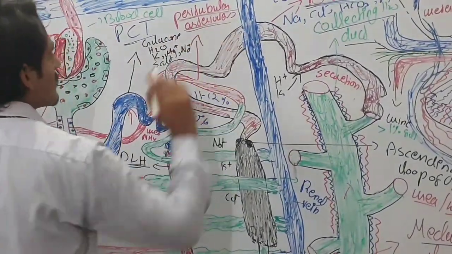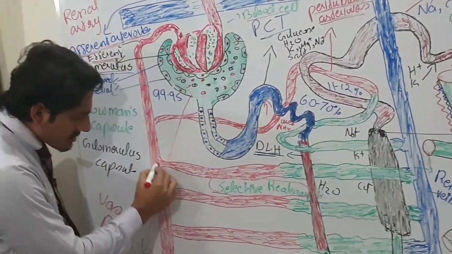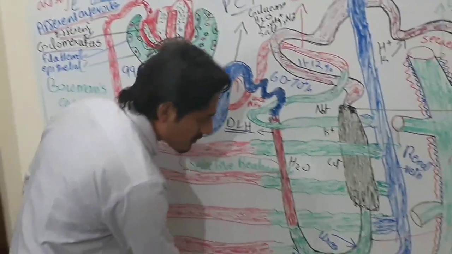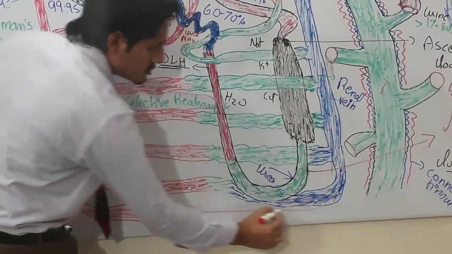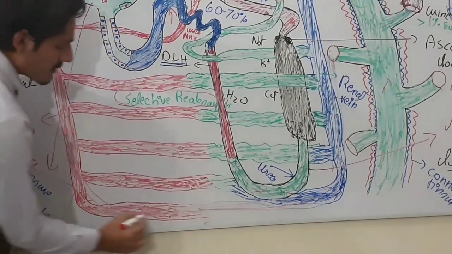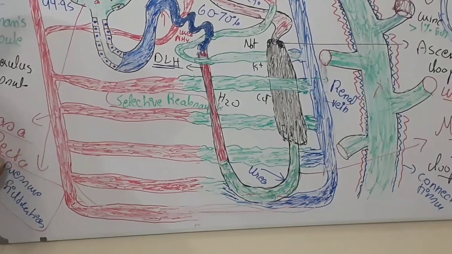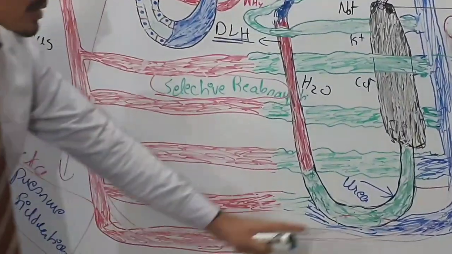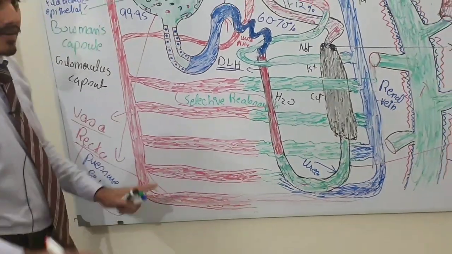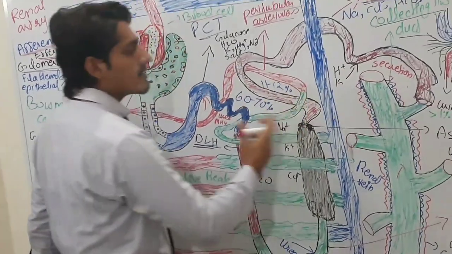This one is the peritubular arteriole. From there, another branch goes downward to form a U-shaped structure. These are called vasa recta, which move downward. And the arterioles which are present along the proximal and distal convoluted tubule are called peritubular arterioles.